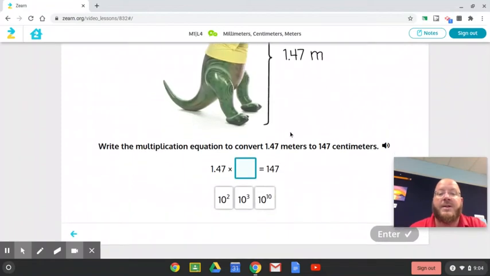Write the multiplication equation to convert. Oh, okay, so now they want the exponent. Well, it was 100. How many zeros do I have in 100? 2 zeros in 100, so that would be that one. Okay, 2 zeros. 2 is my exponent.